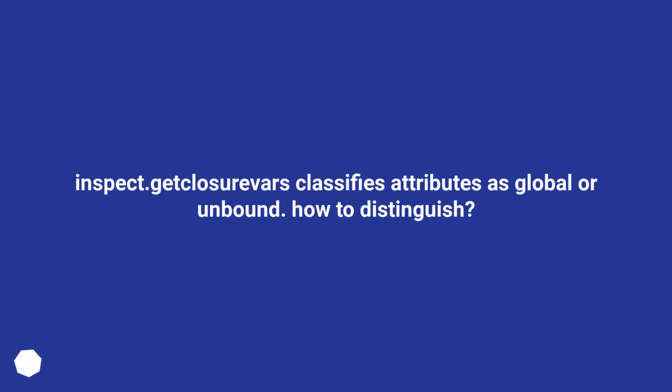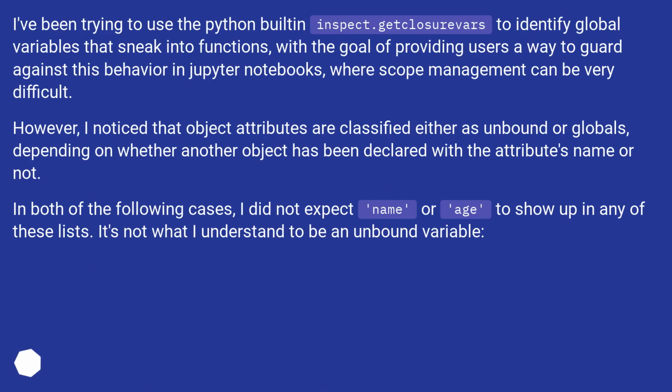Inspect.getclosurevars classifies attributes as global or unbound. How to distinguish? I've been trying to use the Python built-in inspect.getclosurevars to identify global variables that sneak into functions, with the goal of providing users a way to guard against this behavior in Jupyter notebooks, where scope management can be very difficult.